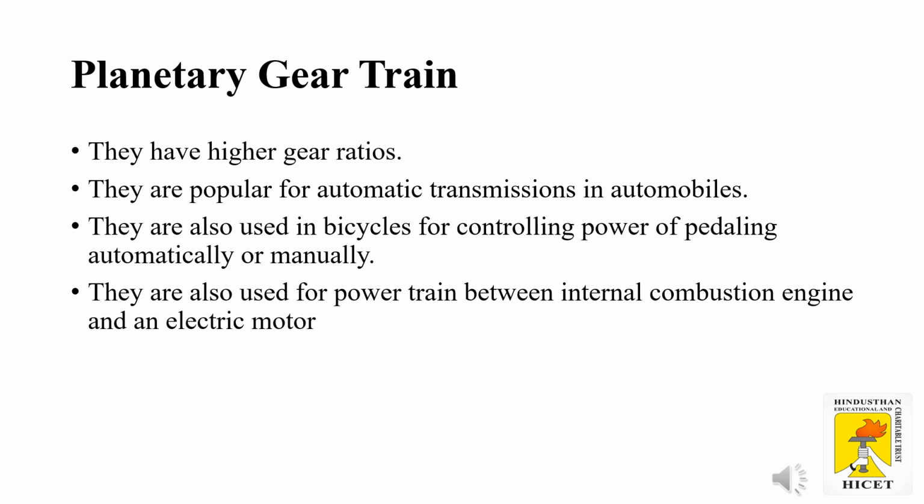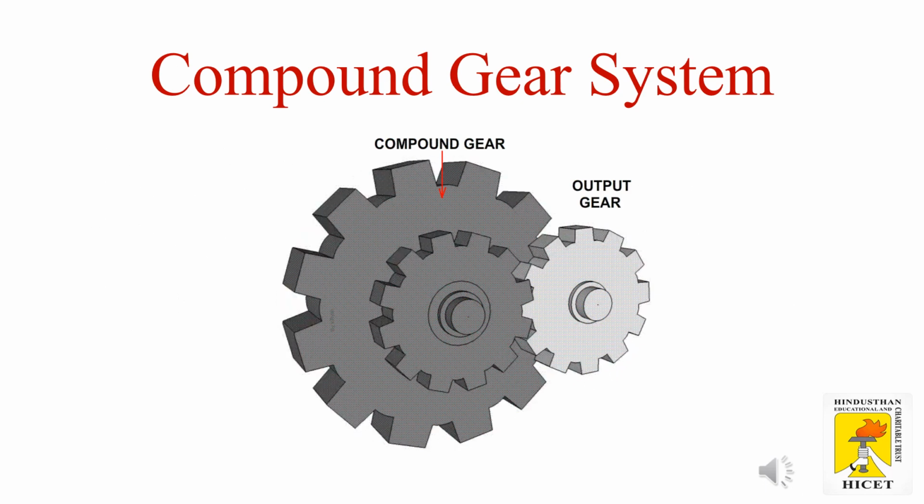The planetary gear trains have higher gear ratios. They are popular for automatic transmissions in automobiles, and they are also used in bicycles for controlling power of pedaling automatically or manually, and they are also used for powertrain between an internal combustion engine and an electric motor. When two gears are fixed on the same shaft, the gears form compound gears. A gear train having one or more compound gears is known as a compound gear train.